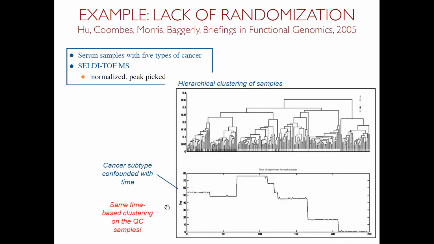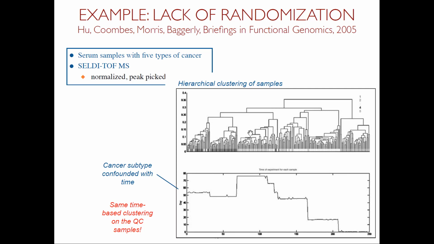So just some examples. This is a paper which I really appreciate, kind of old, but still speaking to the same point. These are statisticians from the MD Anderson Cancer Center. They are working with their clinical colleagues in data analysis. This was a SELDI experiment. It really doesn't matter. They received these samples from 5 types of cancer, and they were blinded, so they didn't know which sample came from which type of disease. They did whatever was the state of the art at that time, normalization and so on, peak picking.